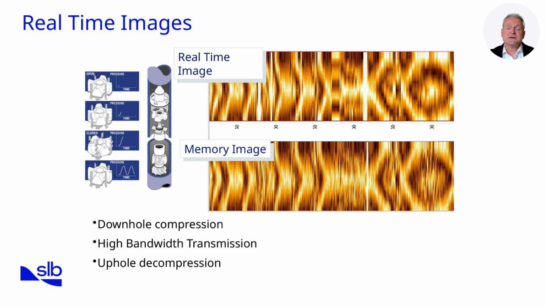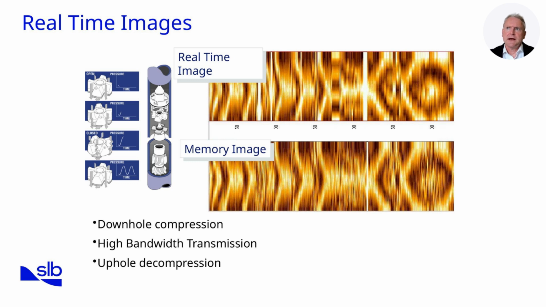One of the challenges in imaging while drilling is data transmission rate. This slide highlights the difference between real-time images and memory images. Real-time images are compressed downhole, transmitted uphole through high-bandwidth telemetry, and then decompressed at surface. This process ensures critical image data is available for geosteering decisions while drilling. However, due to bandwidth limits, resolution is typically lower than memory images.